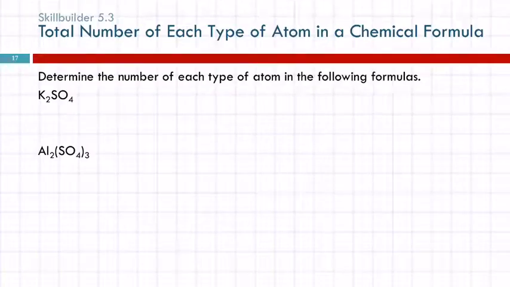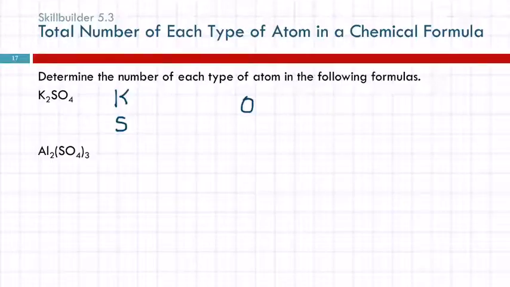So let's see if we understand this. So here's a formula, K2SO4, and we're asked to determine the number of each type of atom in the following formulas. So basically we need a list of the different elements and how many of each atom. So in K2SO4, there are 3 different types of atoms, right? There's potassium, there's sulfur, and there's oxygen.